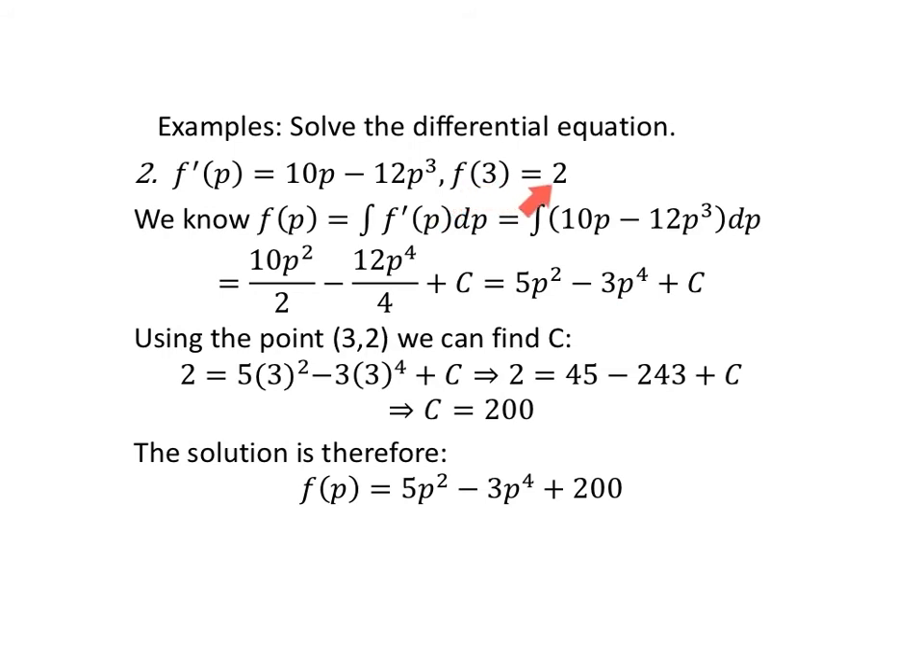Using the point input 3, output 2. The output 2 is equal to 5 times 3 squared minus 3 times 3 to the fourth plus c. This is 2 equals 45 minus 243, and I was going to say, wow, that was wrong, but I forgot about my 2 over here. Combining these, I will get negative 198, and when I add that to the other side, I'll have a positive 200 equals my c value. Therefore, my particular solution is f of p equals 5p squared minus 3p to the fourth plus 200.